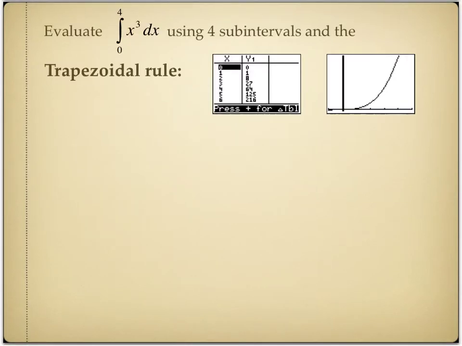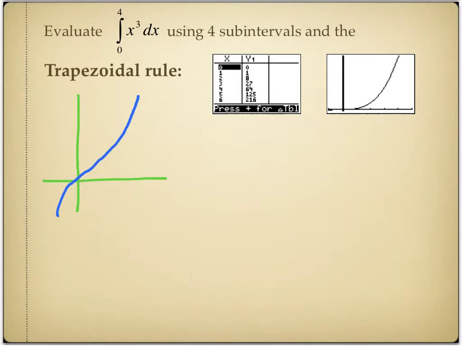We're going to start out with a fairly easy example. We want to evaluate x cubed from 0 to 4 using 4 subintervals and the trapezoid rule. Again, let's just graph and see what this function would look like. So here's my particular function here. And if I graph y equals x cubed, it's going to look something like this.